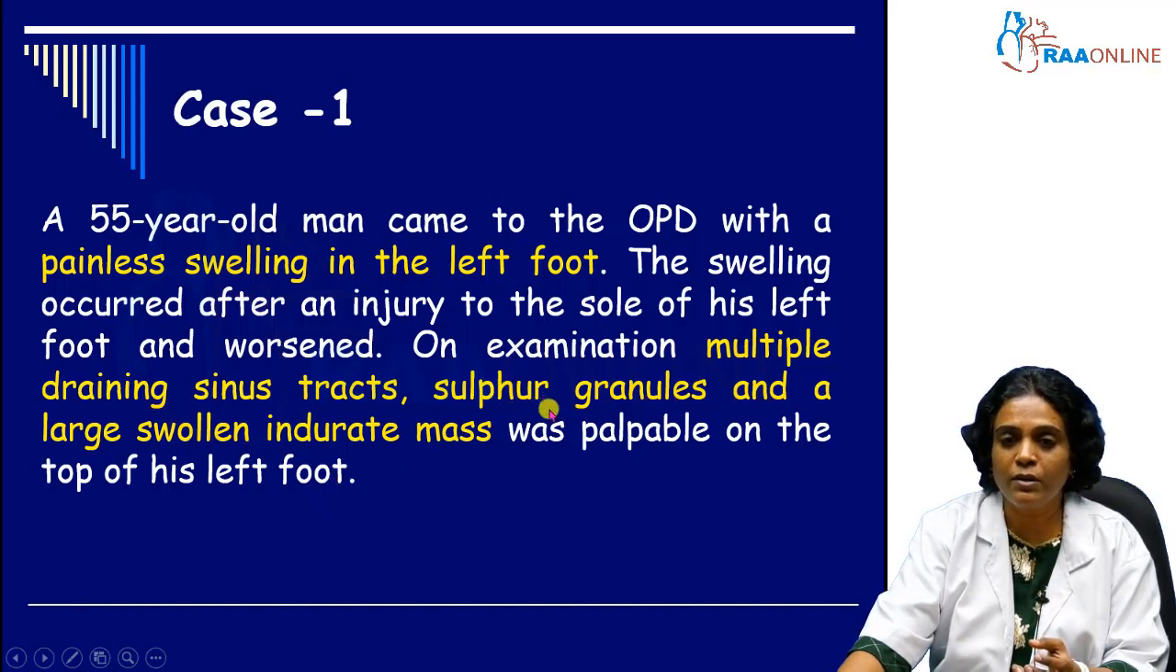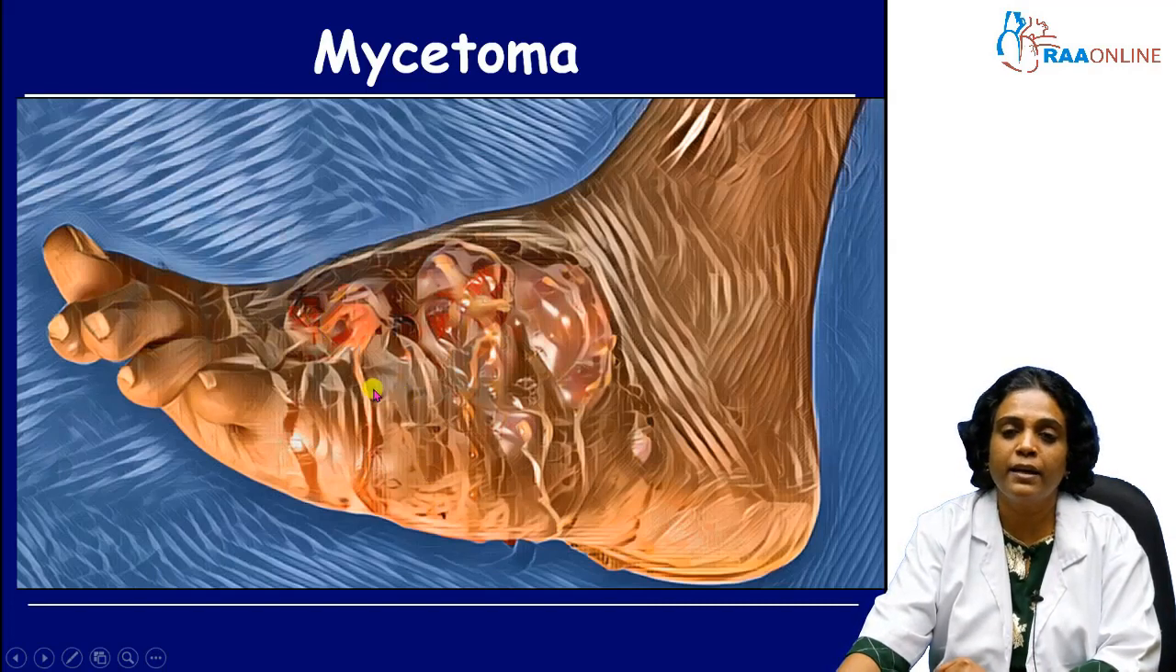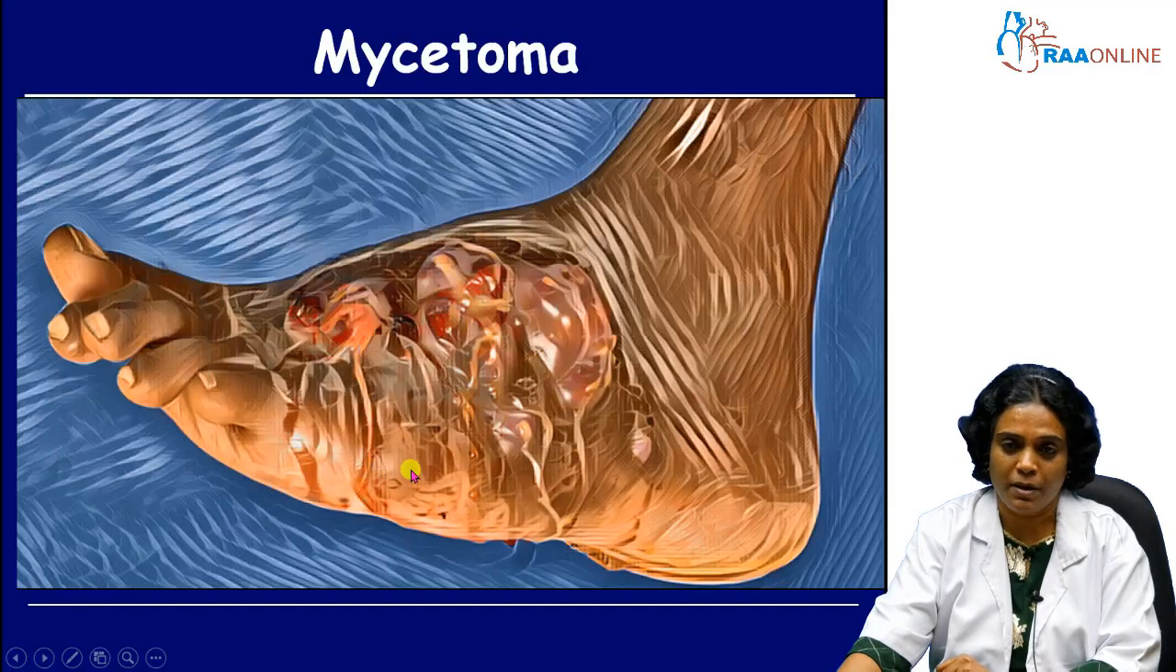So we have three clues here. One, there is multiple draining sinus tracts, presence of sulfur granules, and there is a swollen indurated mass. So these are the three features that we come across in this particular patient. We have mycetoma, which usually will be presented with these three features, or you call it as the triad. That is the draining sinus tract, sulfur granules and large swollen indurated mass.